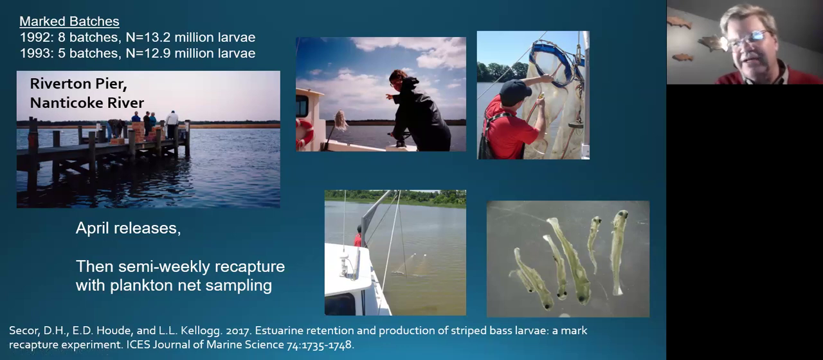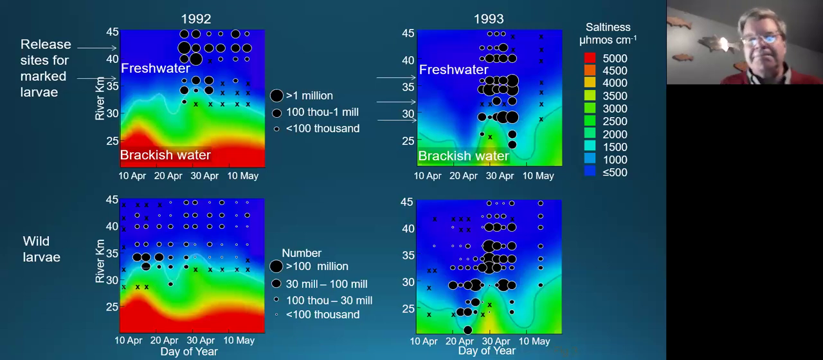All right, first complicated slide. Gird yourself. So let me take you through this. Each one of these graphs depicts either wild or hatchery release larvae in either 92 or 93.